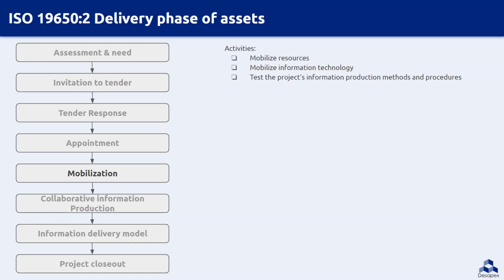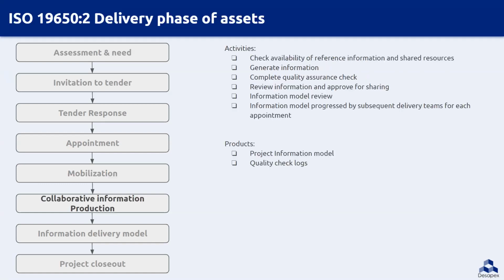The information technology needs, such as procurement of any software, configuration, and testing of hardware and software, are done. The information production methods and procedures are tested and updated so that they meet the project requirements. This stage, we call it mobilization, and then we start generating collaborative information.